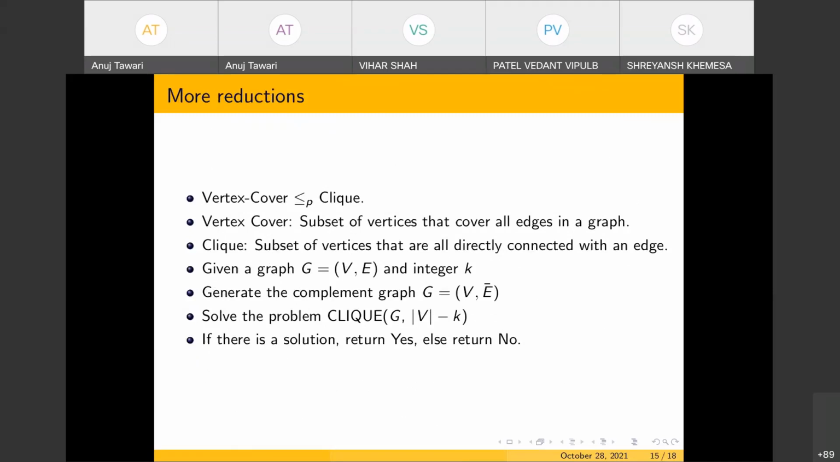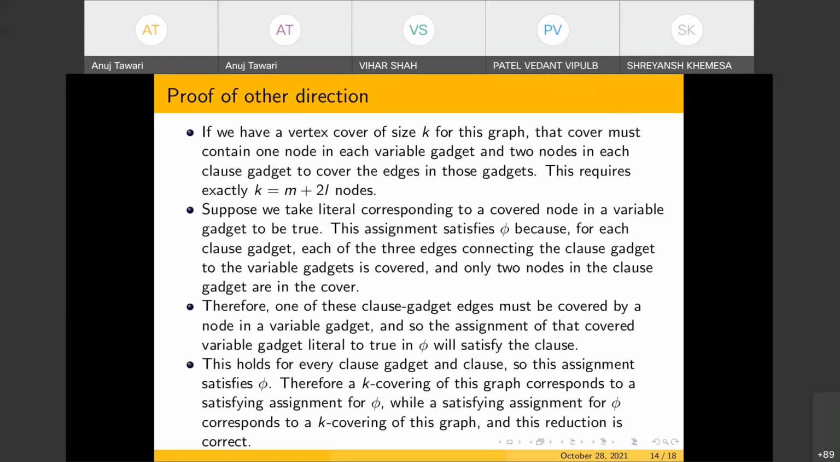Okay, there is a question. If a node here refers to the vertex in the graph, yes, node here refers to the vertex in the graph. So node means it is a vertex of that graph.